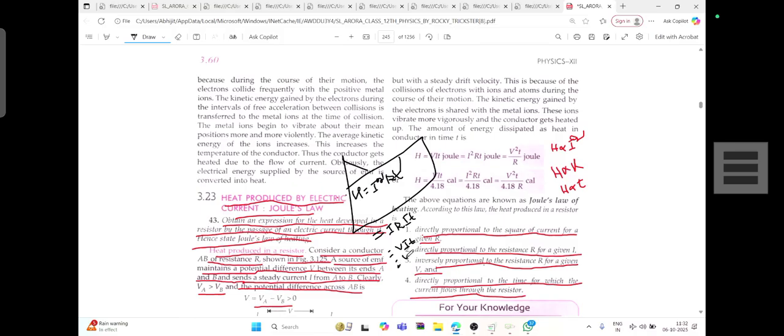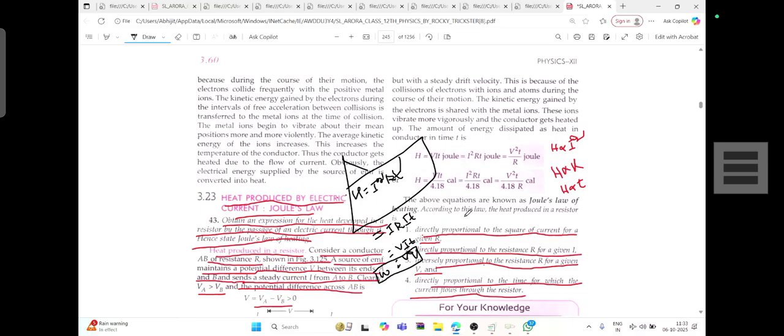You can write it also V into Q. Okay, V into Q. That means heat as an energy, that means W is equals to QV. You have already done it from the concept of potential difference. Heat is a form of energy. Okay, that means W is equals to V into Q.